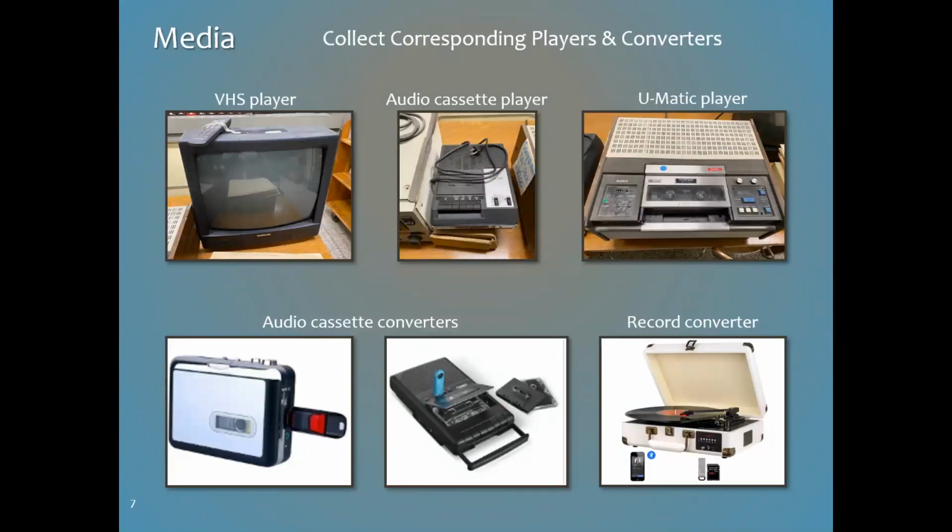So you can also collect different types of players and converters to either play the materials or digitize. On the bottom are some of the converters that you can have. You can see they have USB jump drives, and we have a TV, VCR. This is a U-matic player, which predates the VCR, just so you can play the items to see what's on them.